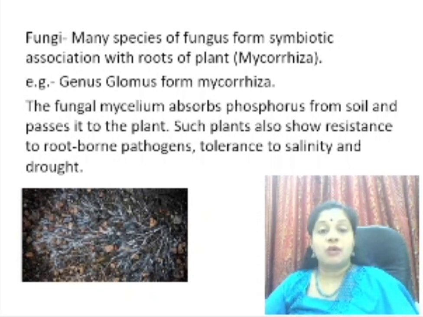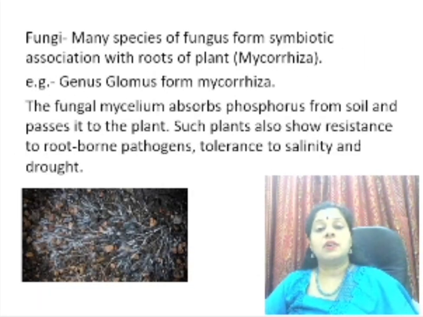Here, fungal mycelium. What is meant by mycelium? The body of the fungus is a thread-like structure called hyphae. The hyphae together are called a mycelium. What is their function? They absorb nutrients, especially phosphorus, from the soil, and they give it to plants, because plants cannot prepare food. So the plants will prepare food and give it back to the fungus. And one more advantage is, as long as a fungus is living on the root, no other pathogen will attack the root. So the fungus will protect the plant from root-borne pathogens. And also the fungus will help the plant to tolerate salinity or salt content of the soil, and drought also, to a greater extent.